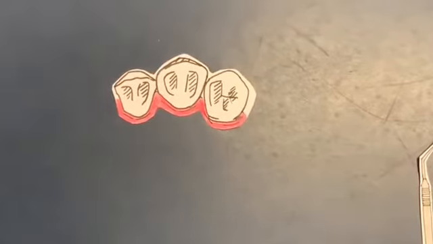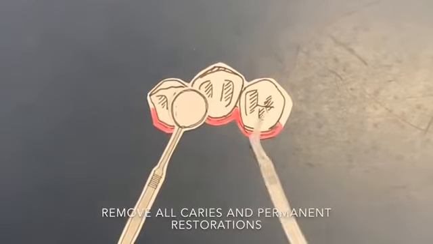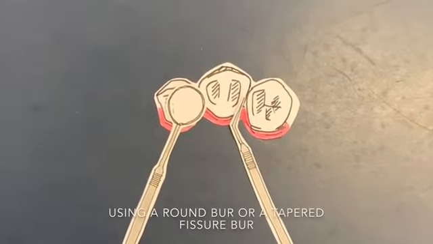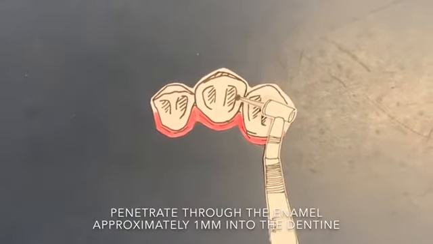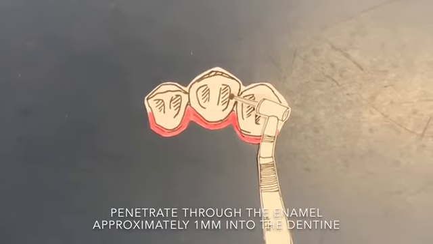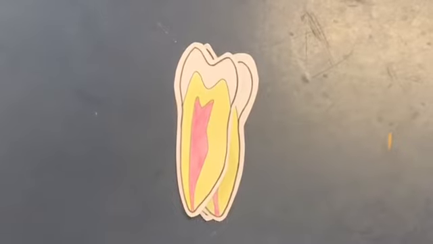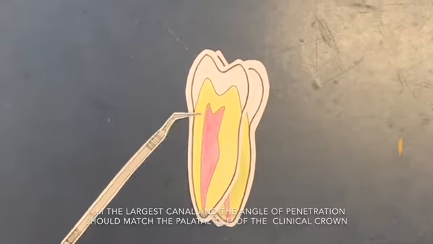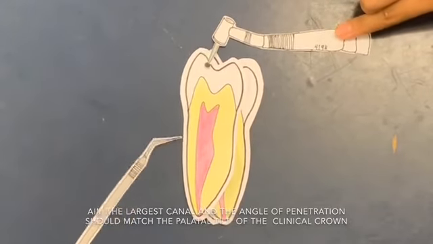Hi guys, this is the mandibular premolar tooth. Remove all caries and permanent restoration. Using a round burr or a tapered fissure burr, penetrate through the enamel and approximately 1 mm into the dentin. This is the cross-section of the tooth. Aim for the largest canal and the angle of the penetration should match the palatal tilt of the clinical crown.